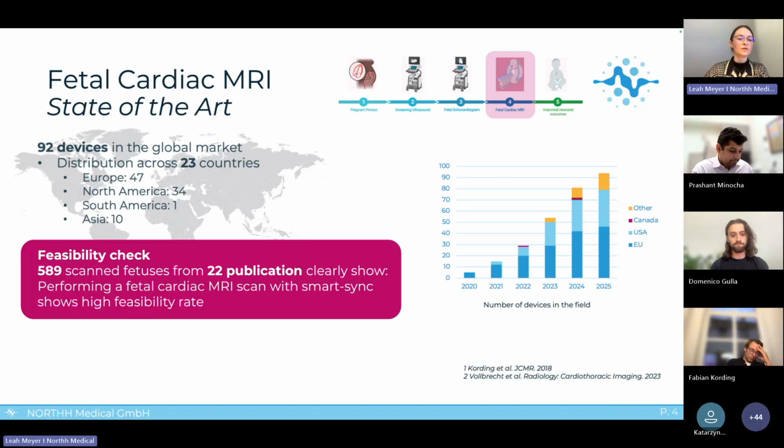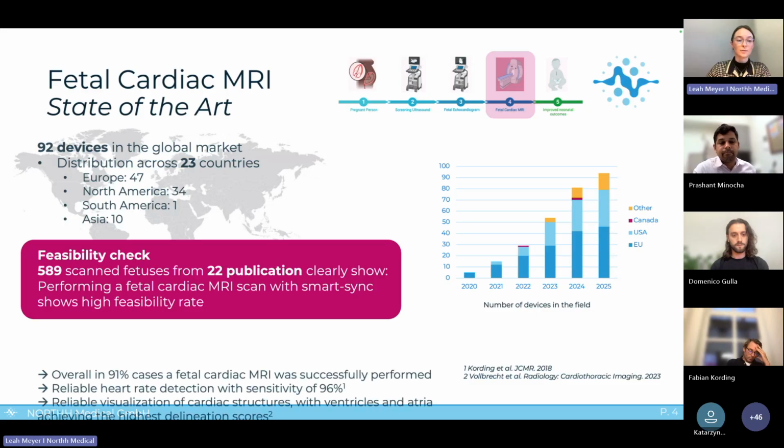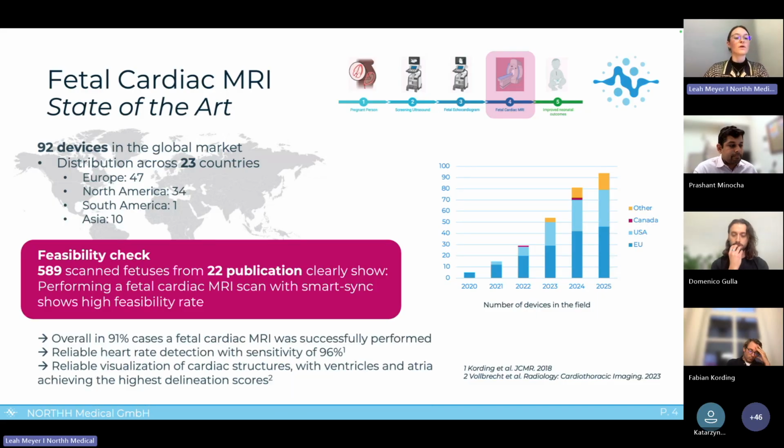And the statements about feasibility of fetal cardiac MRI are clear. From 589 scanned fetuses from 22 publications, we clearly see that performing a fetal cardiac MRI scan with SmartSync shows a high feasibility rate, with an overall 90% of cases where fetal cardiac MRI was successfully performed, highlighting reliable heart rate detection with a high sensitivity of 96%, and also reliable visualization of cardiac structures, with ventricles and atria achieving the highest delineation scores.